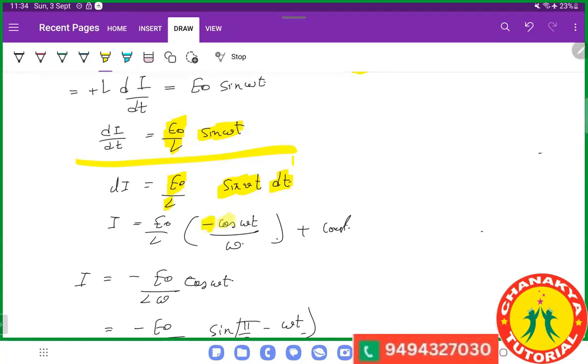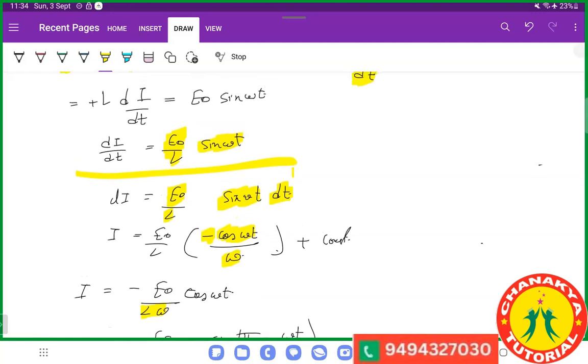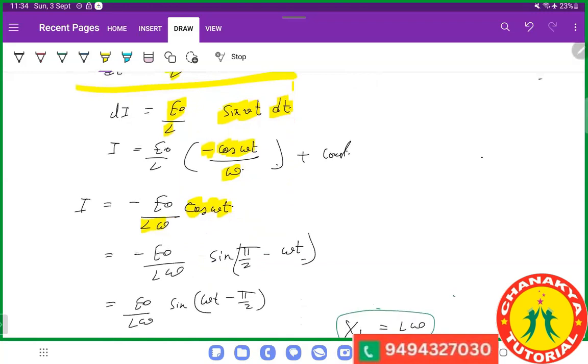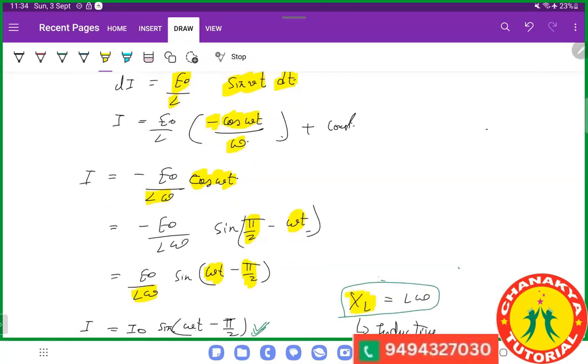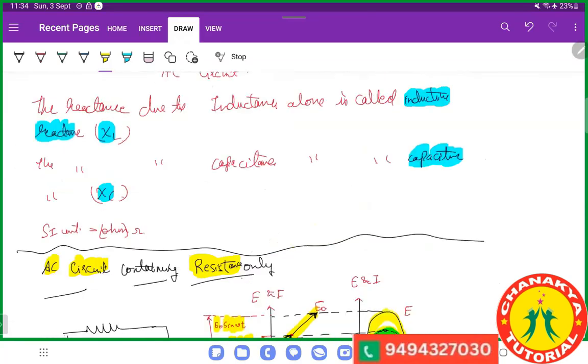So it equals minus cos omega t by omega, and this L omega we write as XL, XL equals L omega. I want cos in terms of sine, so I can write sine 90 minus theta is cos theta. Theta means omega t here. If it is minus, changing inside it becomes omega t minus 90. And this L omega we write as XL. That is what we call inductive reactance, XL.